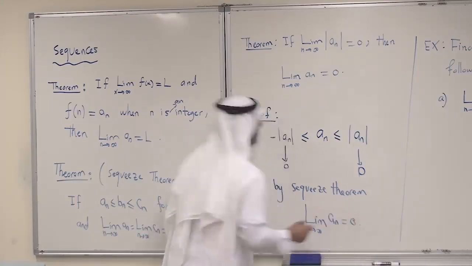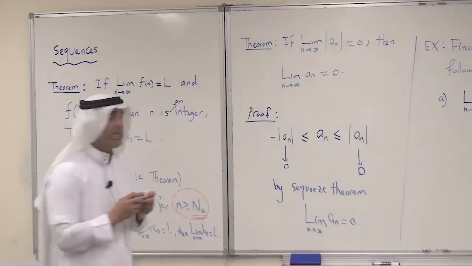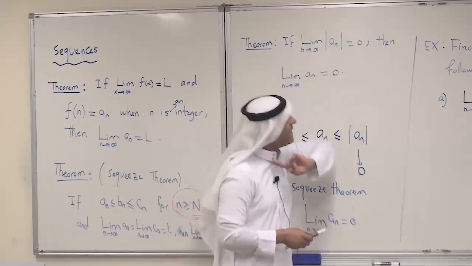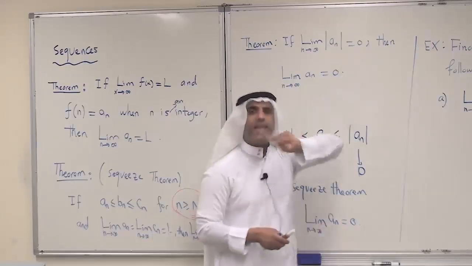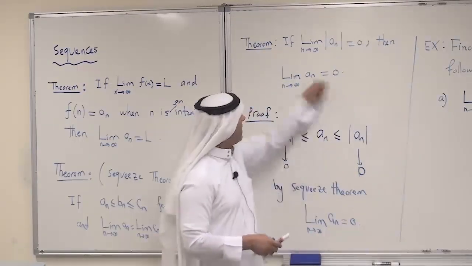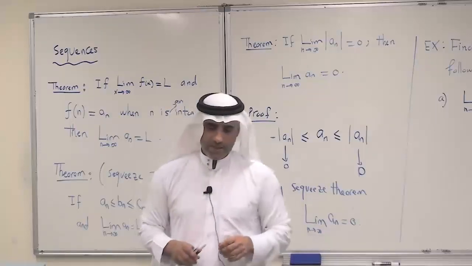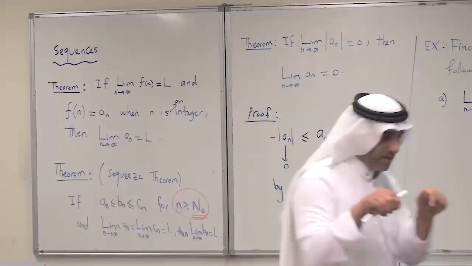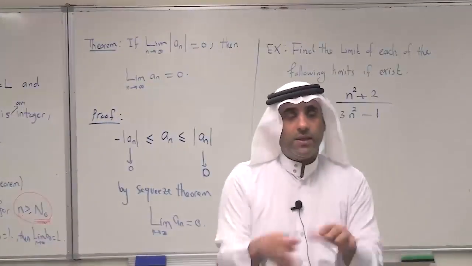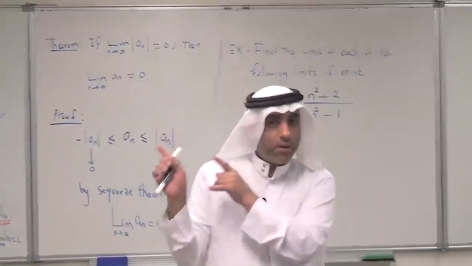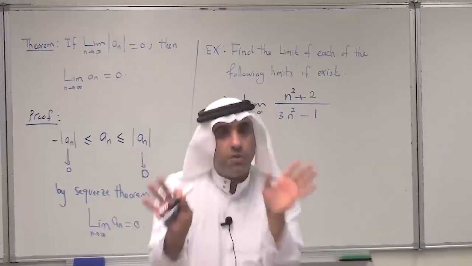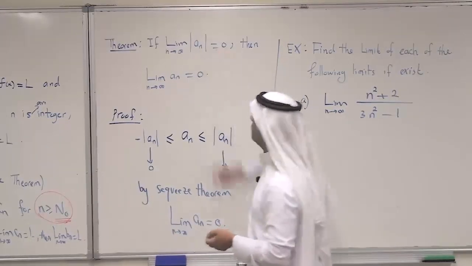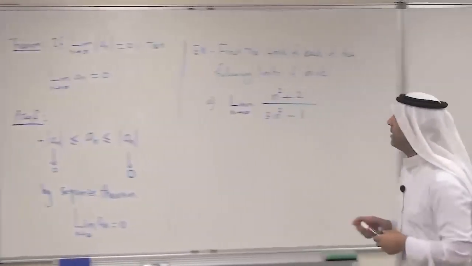We should be careful here, because the theorem says if the limit of the absolute value is equal to 0, not any number different from 0, then the limit is equal to 0. For example, if I gave you minus 1 to the n, the example we did, if you take the absolute value, that's always equal to 1, and the limit is equal to 1. Does it mean that the limit of the original one is also equal to 1? No! That's only true if the limit of the absolute value is equal to what? Equal to 0. Then we can apply this theorem.